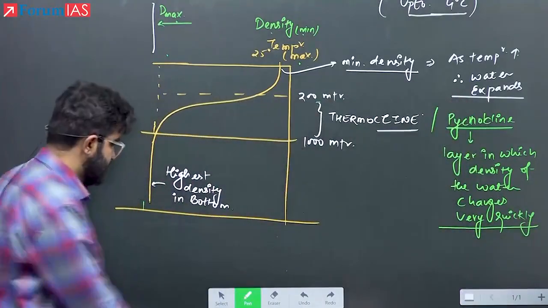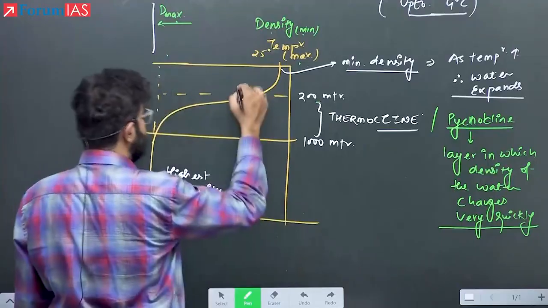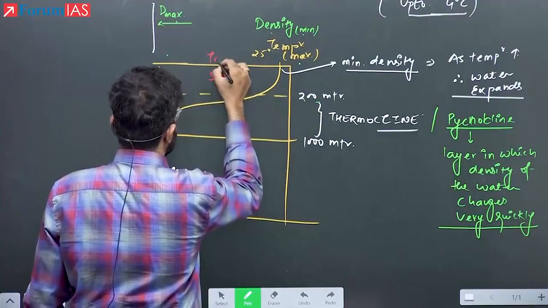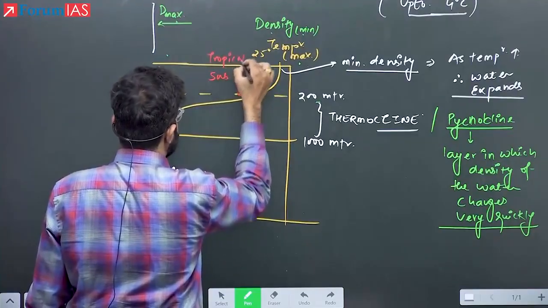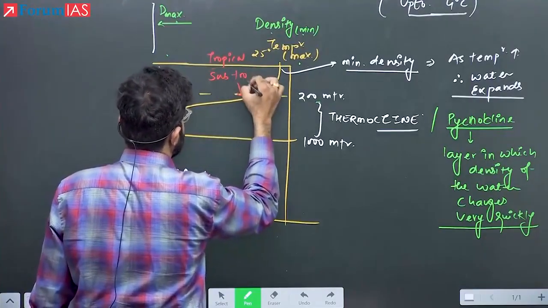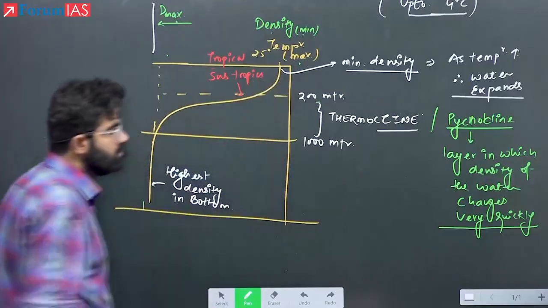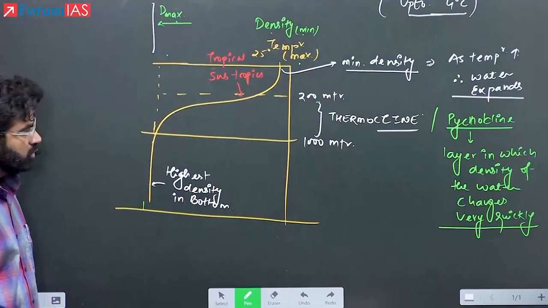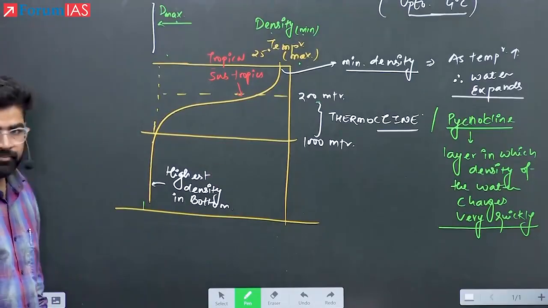Can I say this is the line, again for the tropics and subtropics, yes or no? For the tropical and subtropical area, this would be the line. Pycnocline. Pycno means it is about density.